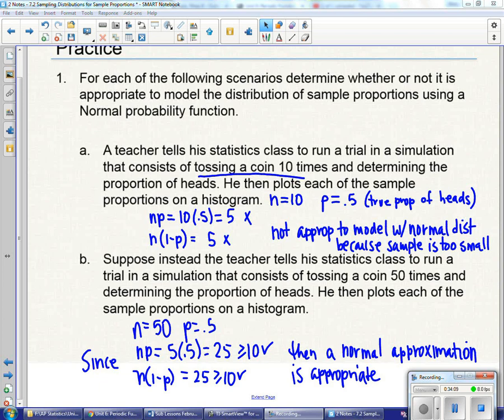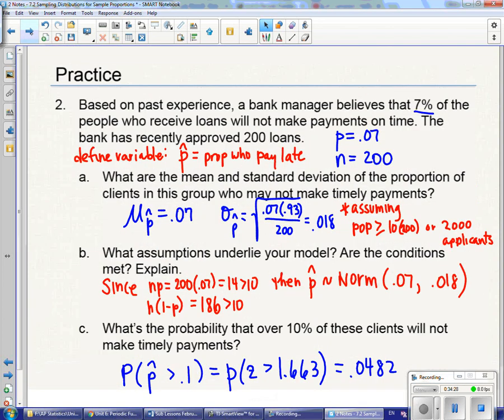approximation. But instead, if we take a look at letter B, if we toss the coin 50 times, now when I multiply n times p and n times 1 minus p, both my successes and failures are greater than 10, and so a normal approximation would be appropriate. So I could use a normal distribution to calculate probabilities for this problem.